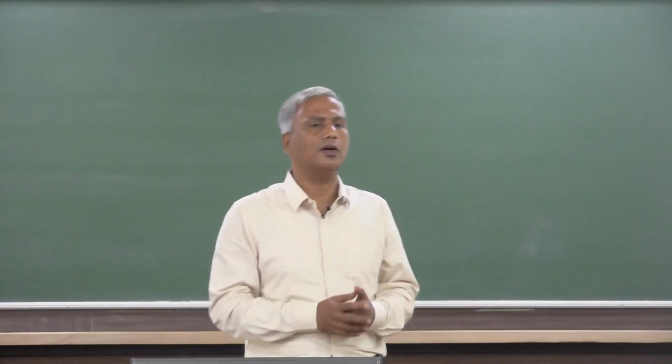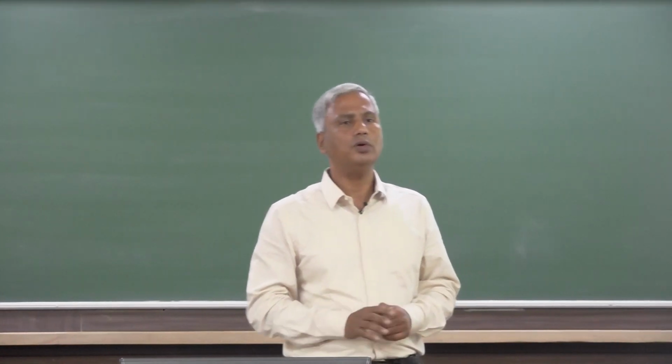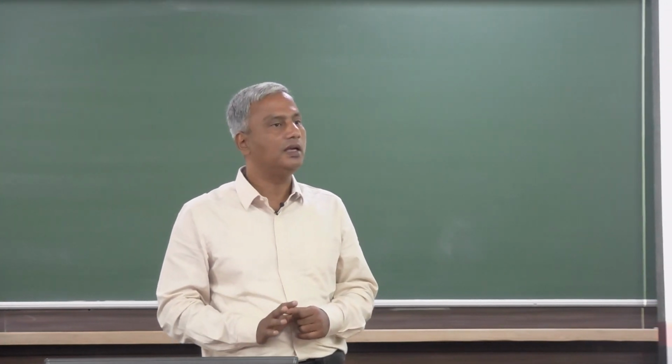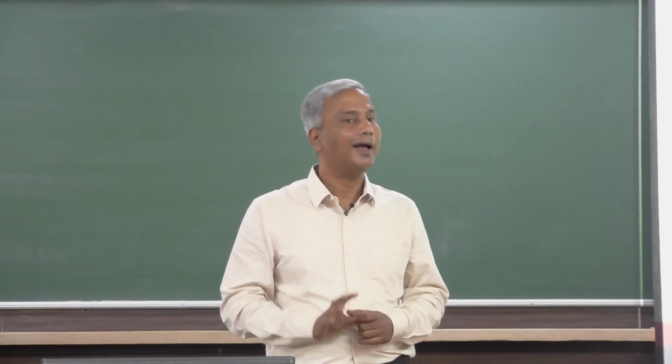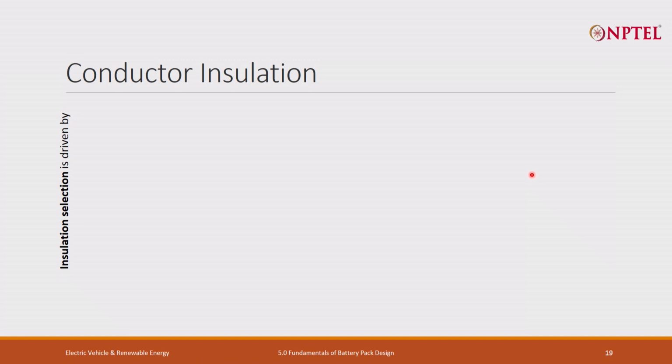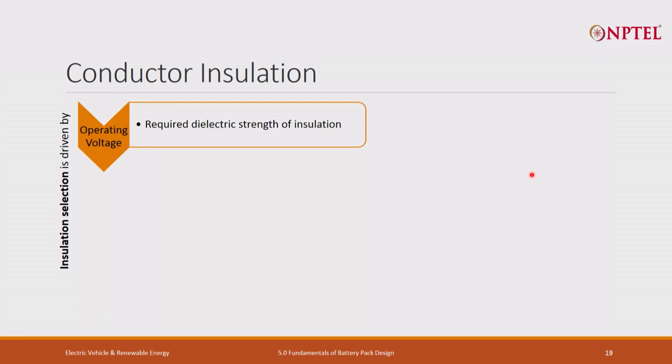Now, this conductor or bus bar needs to be insulated, mostly because of safety aspects, EMC, EMI, and then again thermal, because of these three reasons. So, insulation selection is mostly driven by operating voltage. For lower voltage, you do not have to worry much, but if the voltage is going to be very high, then you need to worry about the breakdown strength, that the insulation material's dielectric strength is sufficient for that voltage.